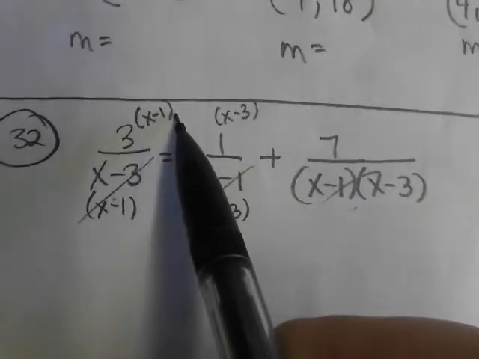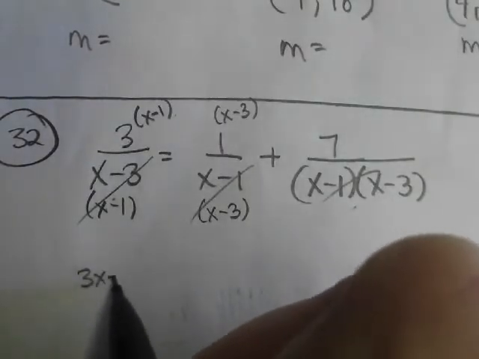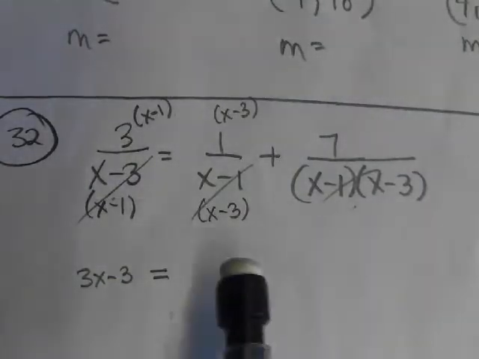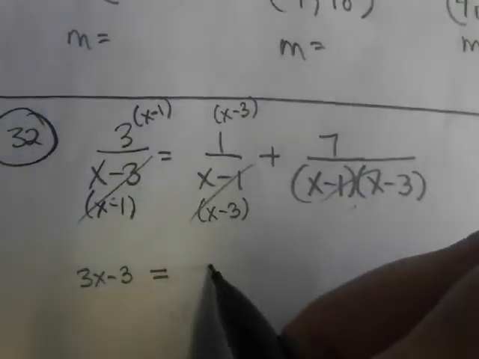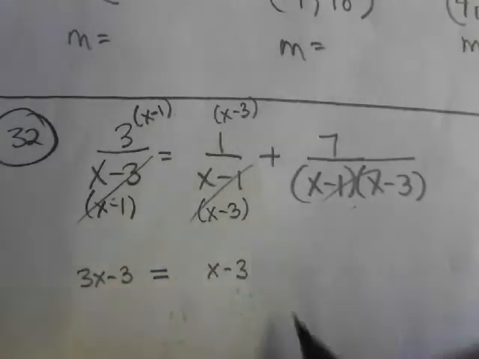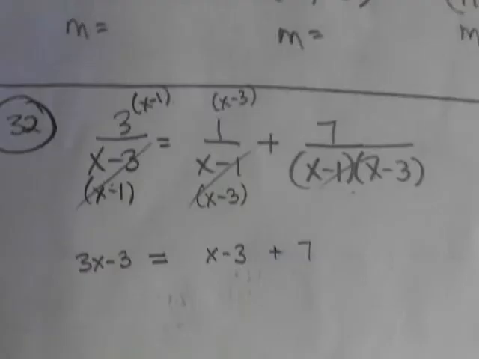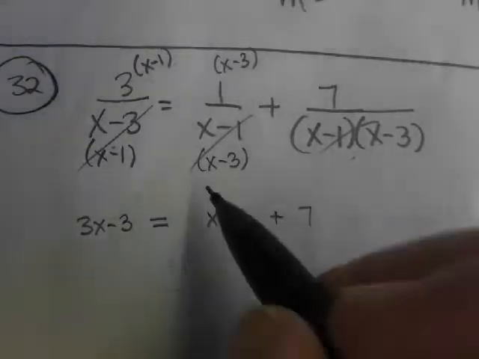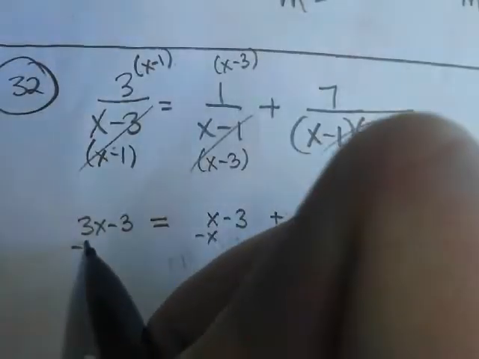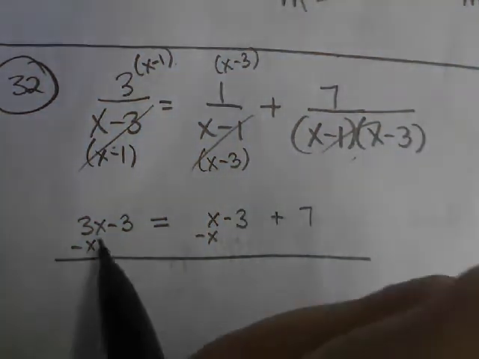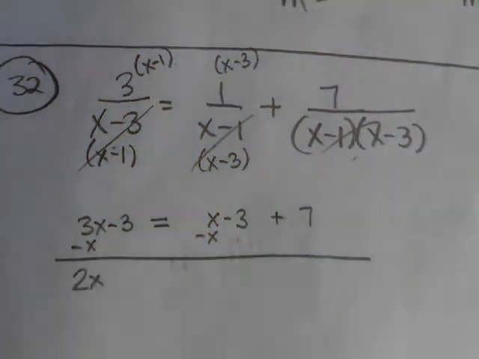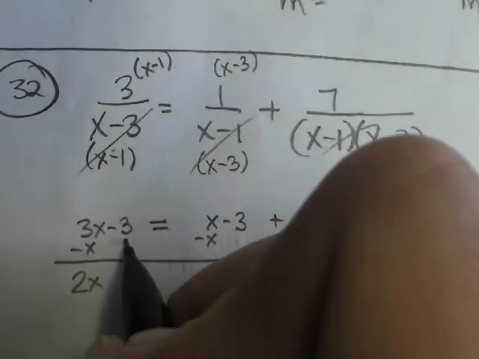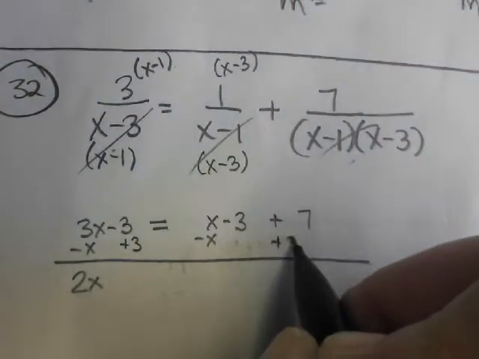So 3 times x minus 1 will become 3x minus 3. Then there's our equal sign. 1 times x minus 3 is just x minus 3. And then there's our plus 7. And we'll just solve this. So we got to get our x's all on the same side. I'll subtract this x over. So that'll give me 2x over here. But I'm also going to get rid of that minus 3 at the same time. I'll add that 3 over.